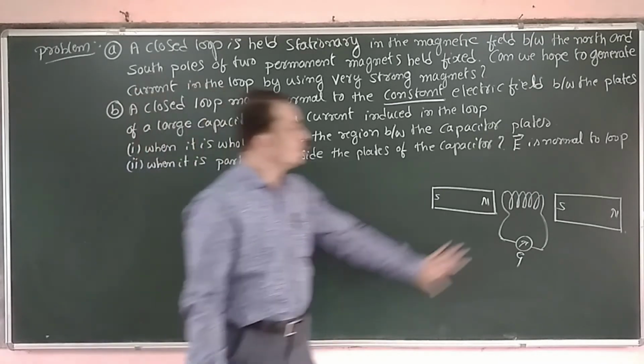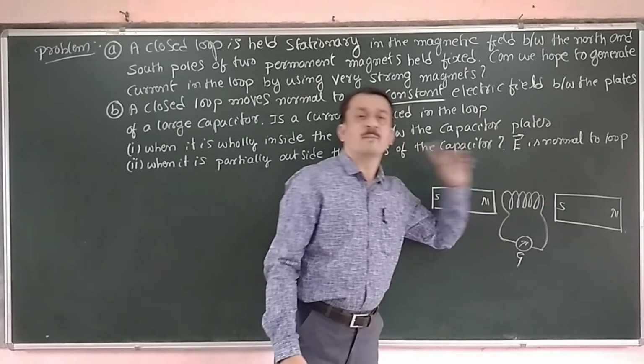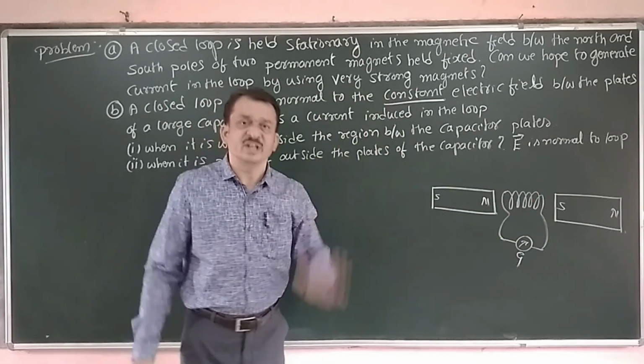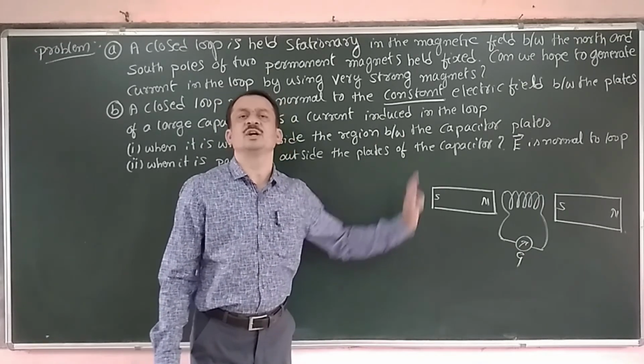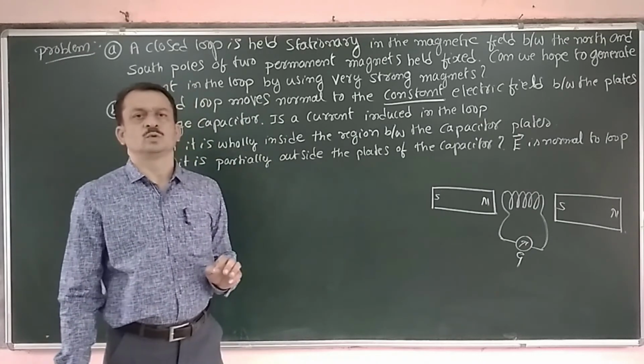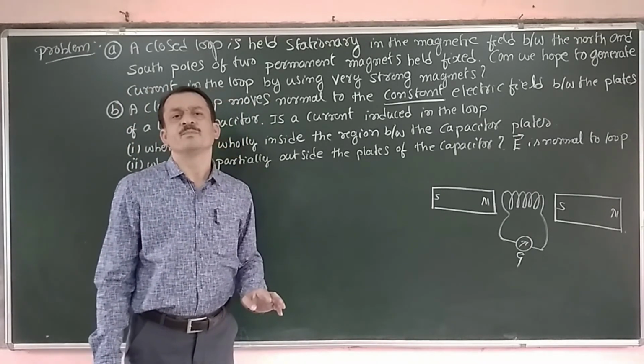Now here the loop is stationary. The magnets are also stationary. There is no relative motion between the two. Can you expect any current? No, it is highly impossible.